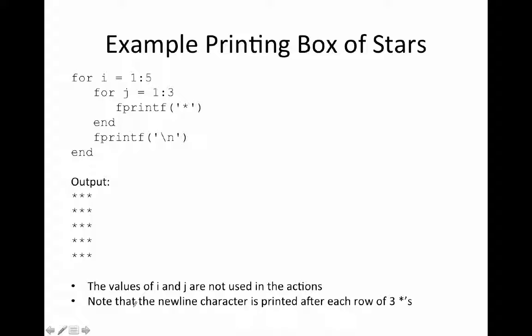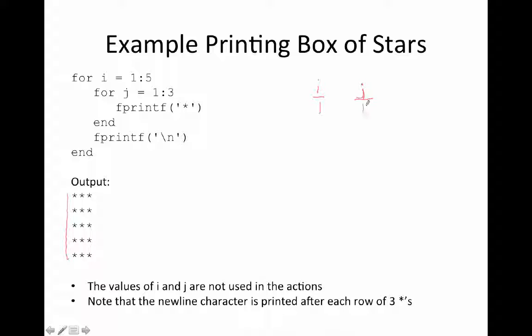So here's an example of printing a little box of stars. So we have our outer loop where I goes from 1 to 5, and what we're doing is we're printing rows of stars. So we're going to end up printing here 5 different rows of stars. So the way it works is that when I has the value 1, J is going to go through all of its values, 1, 2, 3.